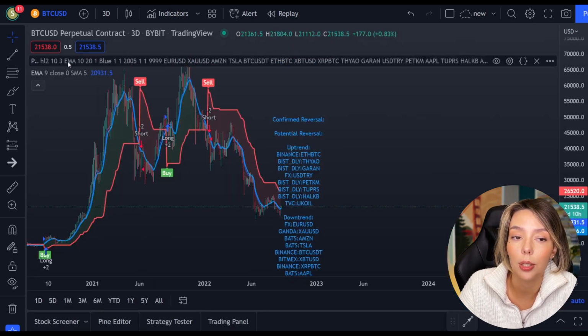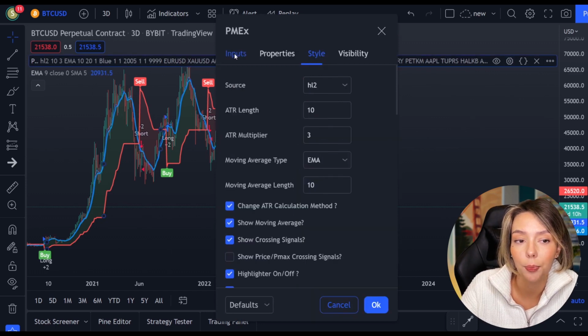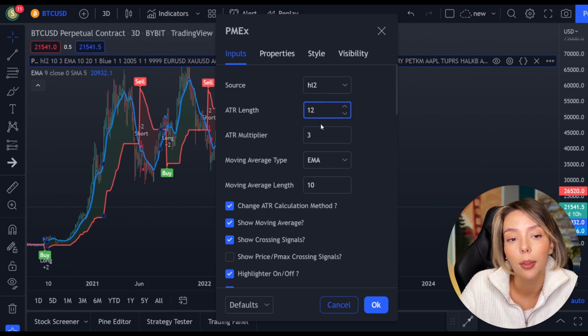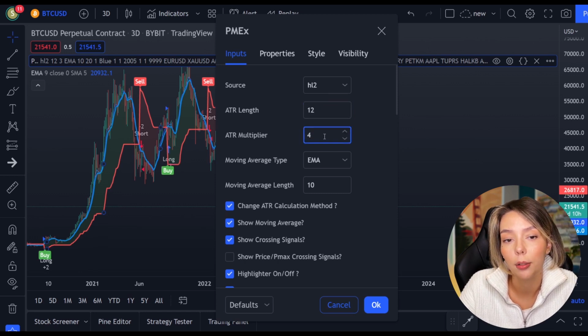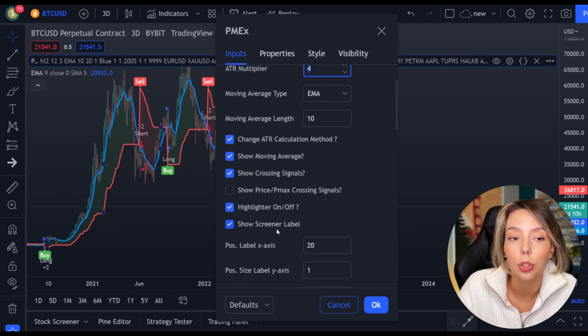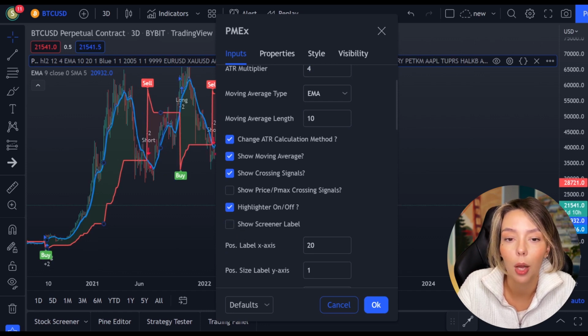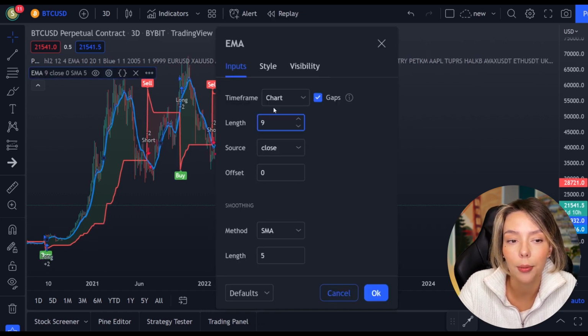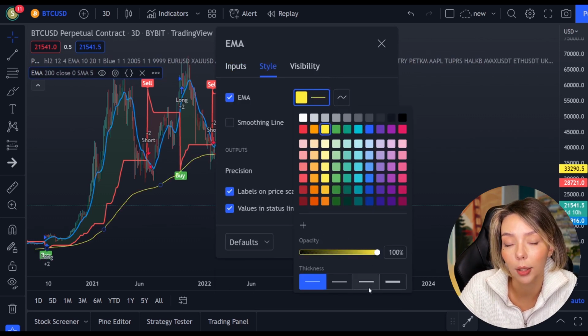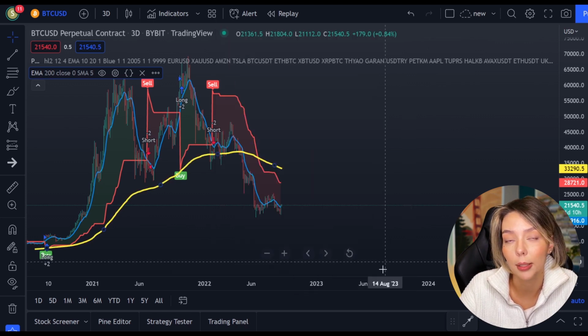Before we can use the indicators, we need to adjust them. Start with the PMAX indicator: change the ATR length from 10 to 12, then change the ATR multiplier from 3 to 4. Finally, we uncheck the show screener label so our chart looks less crowded. Now we can change the EMA indicator: change the length from 9 to 200 and make the color yellow, so that it gets a different color than the PMAX indicator.